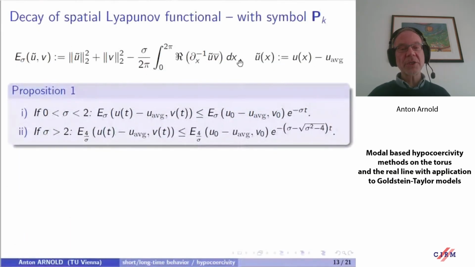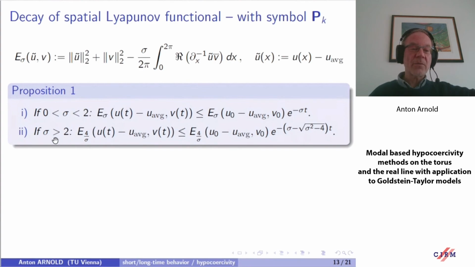So with this information, I can now use this matrix P_k as a Fourier symbol, and the corresponding Lyapunov functional is of this form. First there are two norms of the two components of the solution, and then for the mixed term, we have this antiderivative. And the result that one can find with this Lyapunov functional is, for small relaxation rate sigma, you have exponential decay of this Lyapunov functional with the sharp rate sigma.